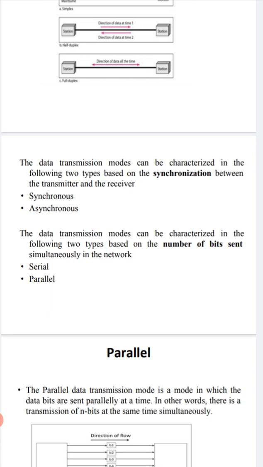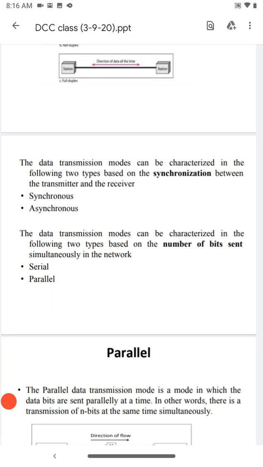The data transmission mode can be categorized into two types based on the number of bits sent simultaneously in the network, that is, serial and parallel. So these are the categories. The first one is based on the direction of exchange of information. The second is based on the synchronization between the transmitter and the receiver. Third, data transmission modes can be categorized based on the number of bits sent. So there are three different types of data transmission modes.